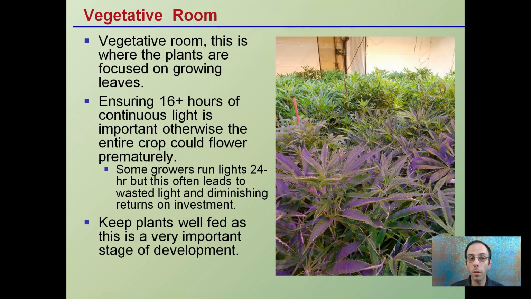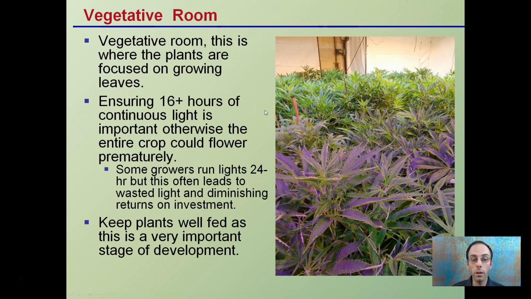Now the vegetative room, this is where plants are focused on growing leaves. Again, I'm not looking at flowers here. Keeping that 16 plus hours of continuous light is important for the entire crop. Otherwise, if you cut that down below that, you run the risk of your entire room going into flower prematurely. Some growers, again, run even this area in 24 hours of light, but this often leads to wasted light and diminishing returns on investment because of the increased cost associated with running those lights.